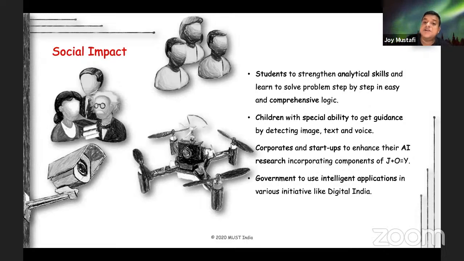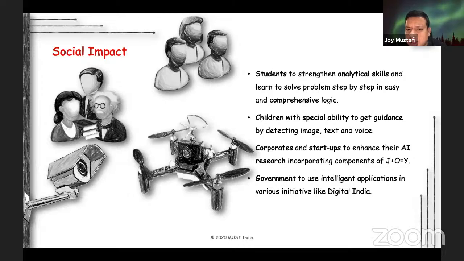And then children with special ability, or not only children, for specially able persons, how they can get guidance by detecting image, text, voice. Think about someone who has a challenge with vision, someone who has a challenge with audio, right? So all of these algorithms can help them. We can translate something in front of me, or we can visualize something which I cannot hear, that particular voice we can visualize, and vice versa.